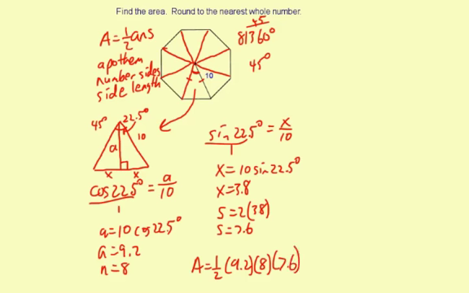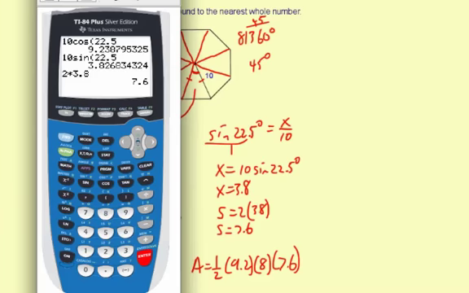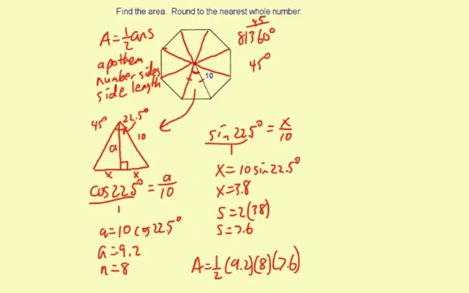Now let's put that in the calculator and see what we get. So I use 0.5 for the 1/2 times 9.2 times 8 times 7.6. 279.68 rounded to the nearest whole number is 280. So the area equals 280, and there aren't any units given, so we're just going to say 280.